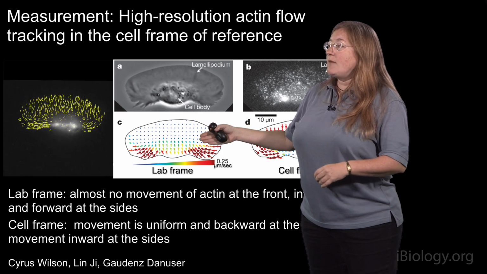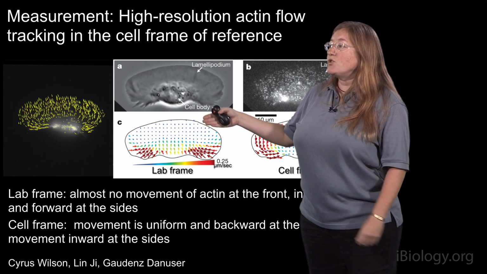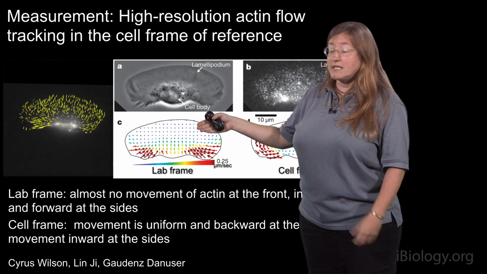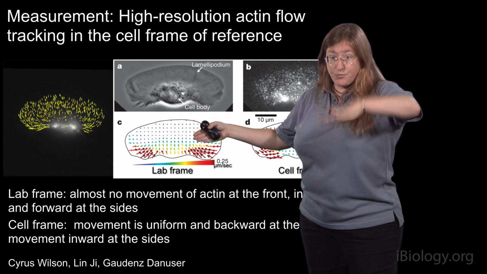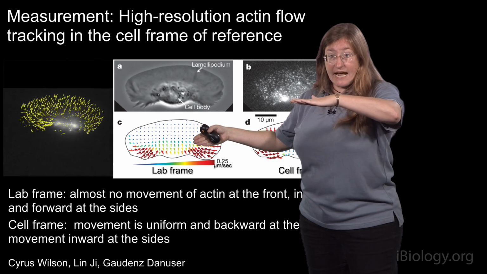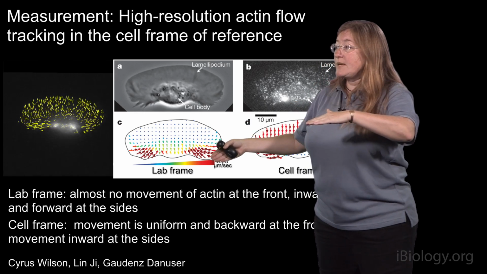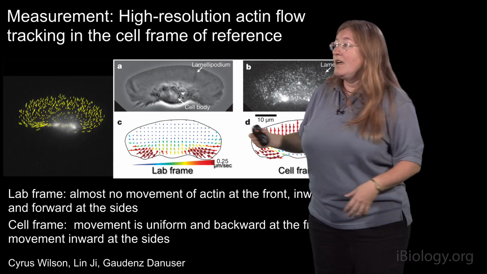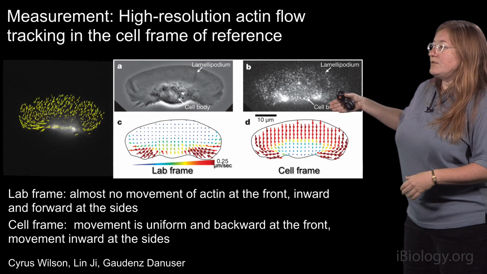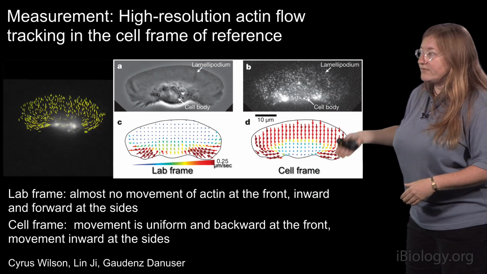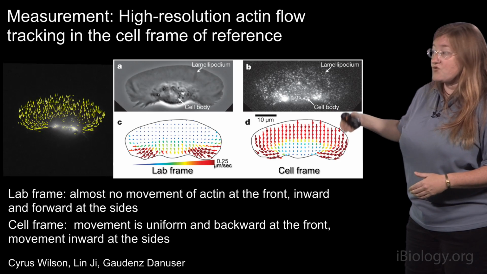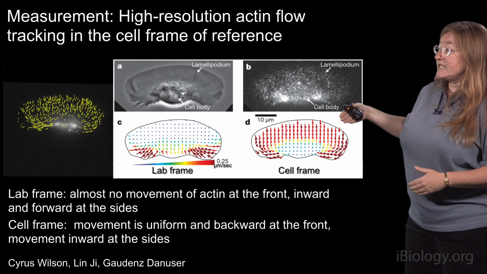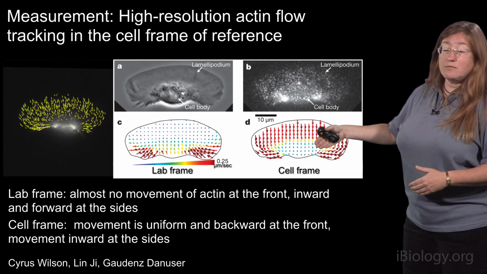So here from the lab frame of reference, what you can see is that the motion of the particles with respect to the substrate is actually very little. That is, the actin is pretty stationary with respect to the glass that the cell is crawling over, except at the very back where you see this massive inward sweeping driven by myosin. However, if you look from the cell's point of view, you see there's a lot of flux, a lot of turnover of constantly treadmilling actin network, where it's assembling at the front and then disassembling under the cell body.